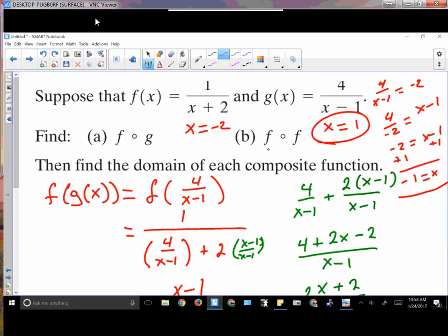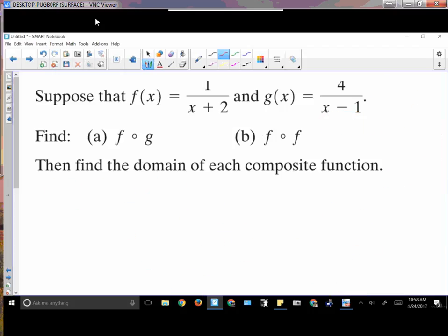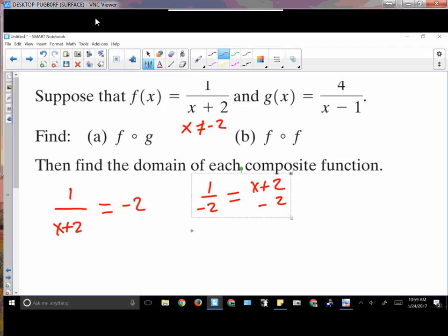If I were to go through here and do B, I'm only worried about this. X cannot be equal to -2, correct? But what number do I put in here to make it -2? So we're going to work that out. 1 over x plus 2 is equal to -2. So that means that I've got 1 over -2 is equal to x plus 2. Let's see, subtract 2. So that means that -2.5 cannot be equal to x.